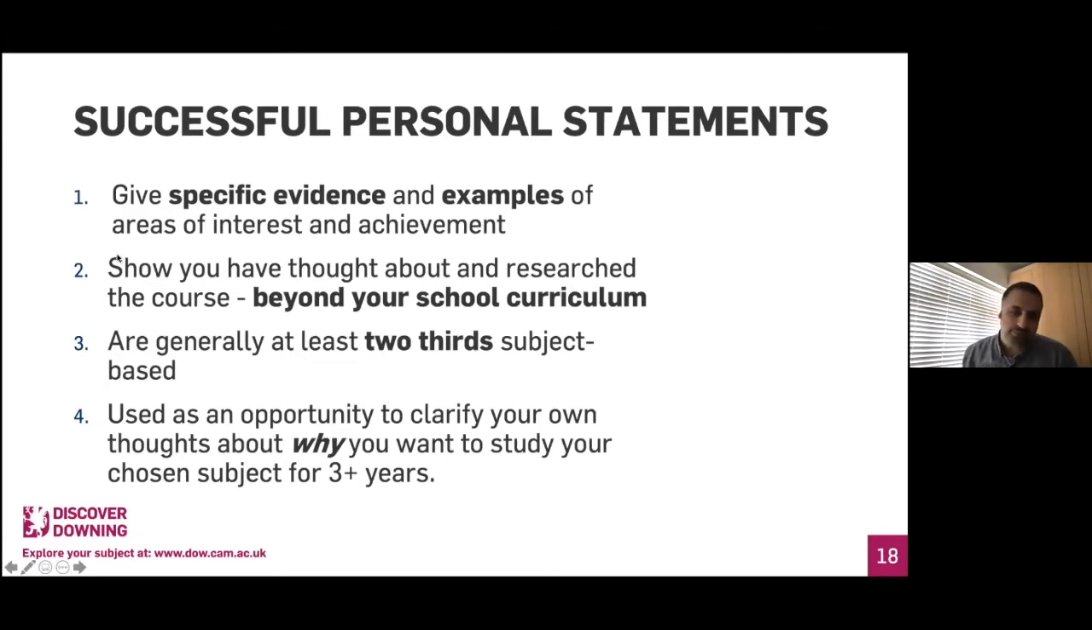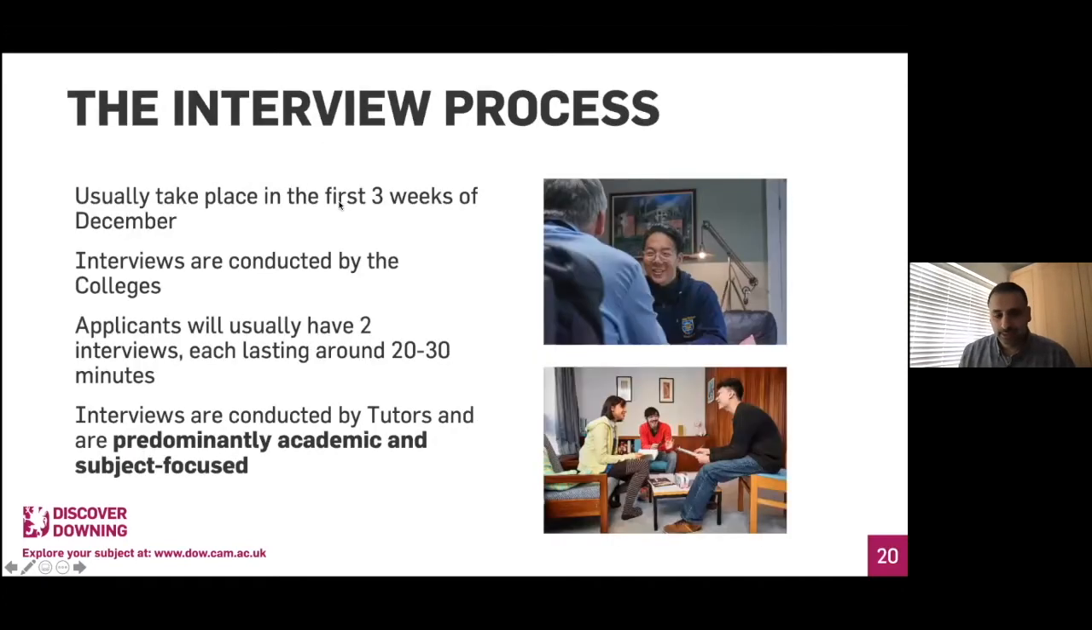Now, some other general advice: two thirds of your personal statement should be subject-based, talking about the topic you want to study at university, the course you want to pursue at higher education. And at the end, you should allow some time to talk about some of your general interests and hobbies as well. So hopefully that gives you some good ideas and tips about personal statements.